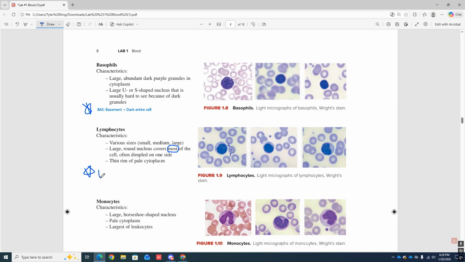And I also said that the L stands for large, because it has a large nucleus. Even though it doesn't cover all of the cell, it's still very large compared to all the others. So it's very, very large.